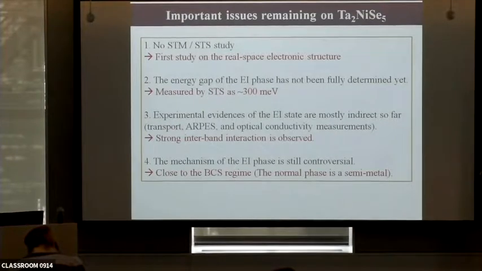Next, the experimental evidence of the excitonic insulating phase is mostly indirect. So in this study, we provide another piece of evidence of the excitonic insulating phase, and we also observed a strong interband interaction in this sample. And finally, the excitonic transition is still controversial. In this study, we argue that the excitonic transition is close to the BCS region, and the normal phase is a semimetal.